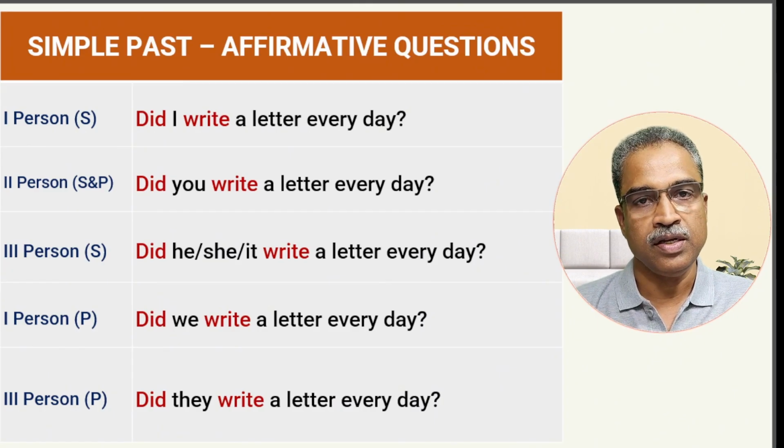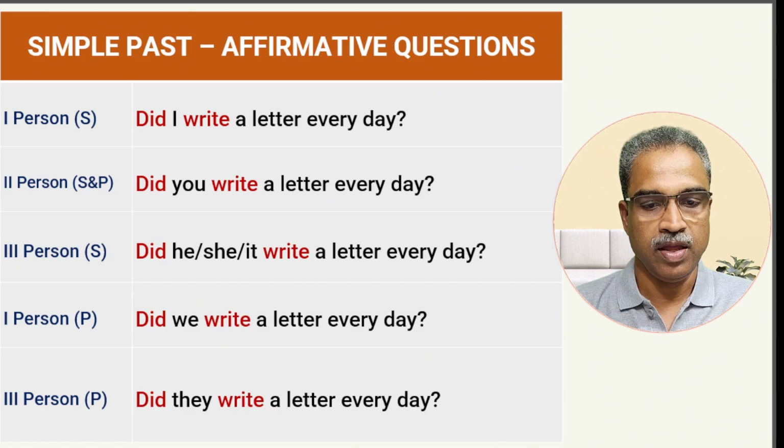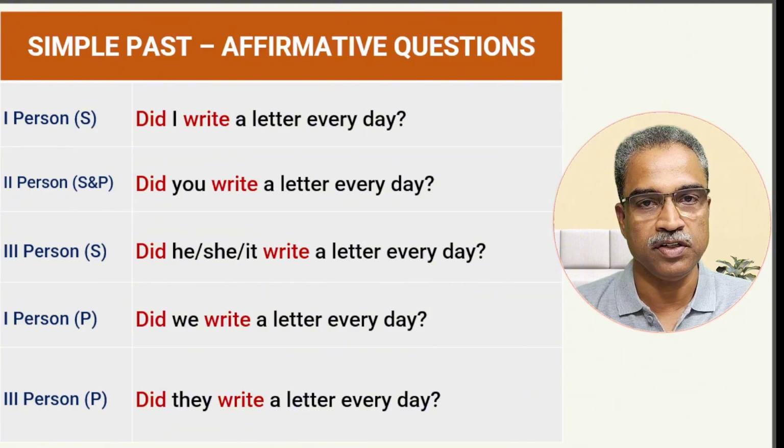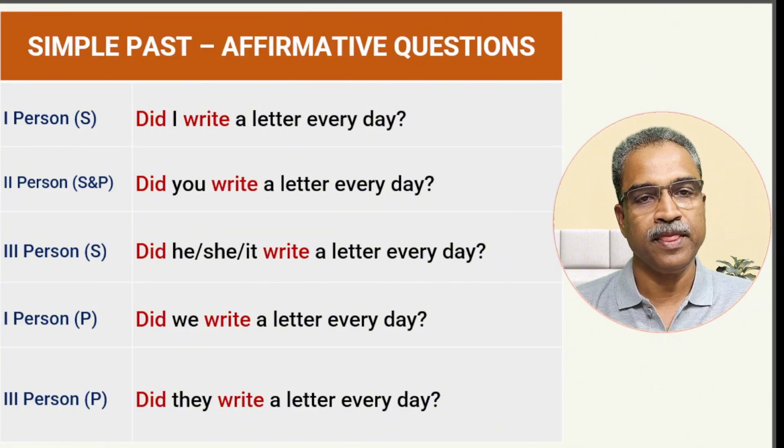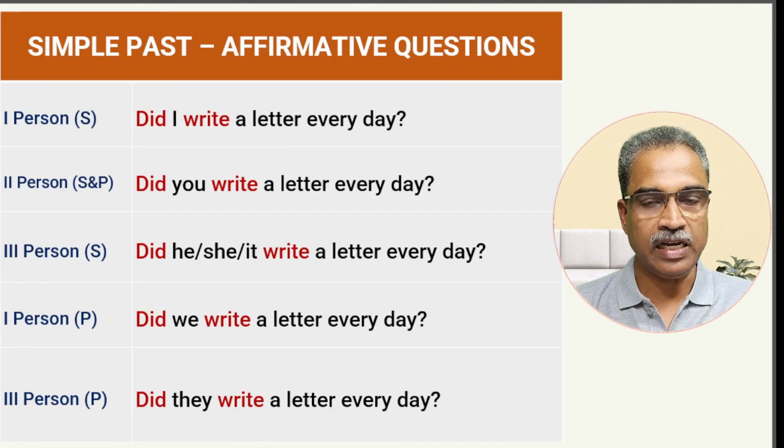Coming to first person plural, that is we. Did we write a letter? Same pattern. Once you understand the concept clearly, I think you are good to go. You will know how to go about it. And the third person plural, they, we say, did they write a letter? Don't say, did they wrote a letter, did we wrote a letter, did you wrote a letter. These are all wrong statements. It should be did, subject, and then V1 form. So that is simple past affirmative questions.